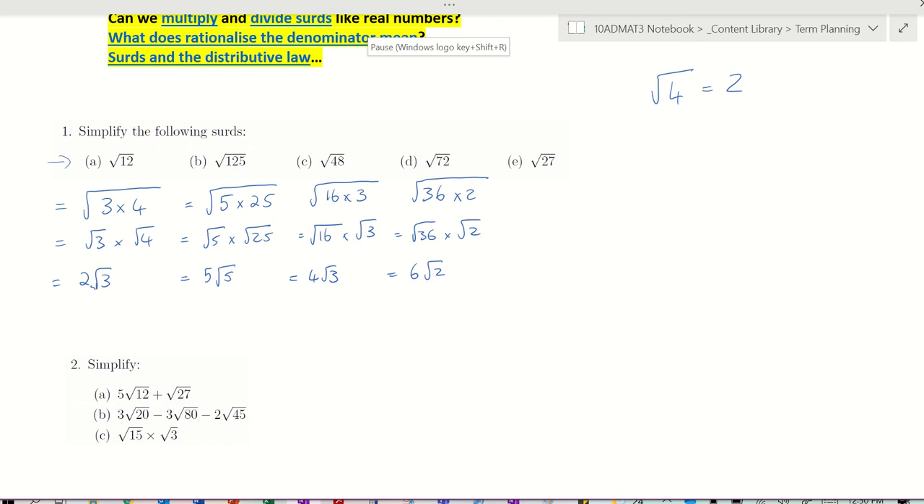And the last one, 27, comes back to 3 and 9, which is root 3 by root 9. Root 9 is 3, so 3 root 3.